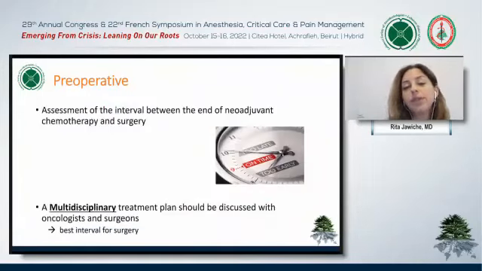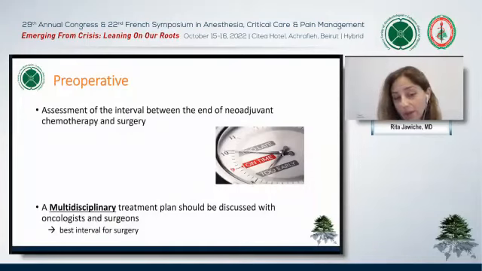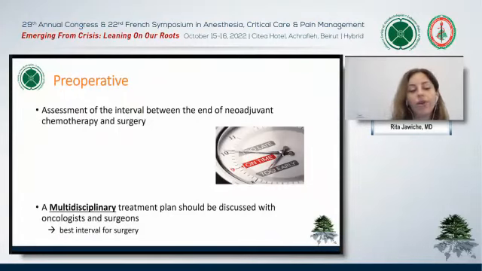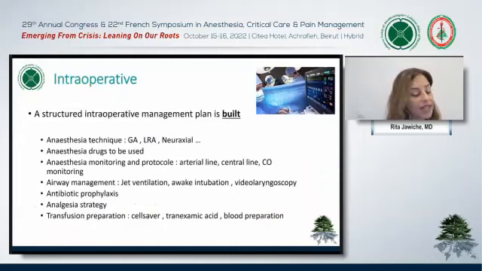And so the plan for the following phase of anesthesia will be done in a multidisciplinary way, specifically if those patients had neoadjuvant chemotherapy. So there must be a discussion with oncologists and surgeons in order to find the best interval for the surgery in the course of the disease. And from this preoperative phase, the anesthesiologist will build and structure his intraoperative and postoperative management plan.